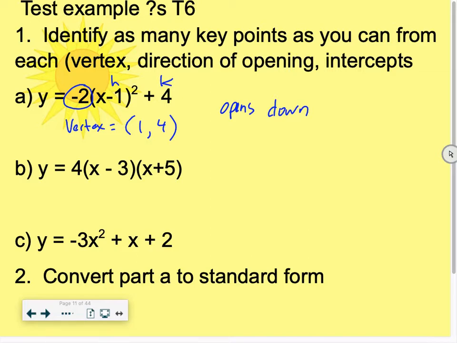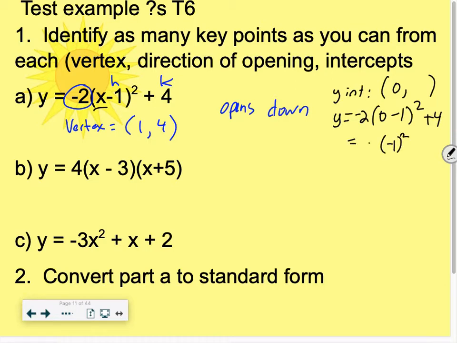Now, as far as the intercepts go, the x-intercepts are not super convenient to find. The y-intercept isn't too bad of a point to find because the y-intercept is the y value when x is 0. So what I'm going to do is put 0 into the equation for x and calculate that. Doing order of operations, parentheses first, then squaring, so negative 1 squared is 1, then multiply by negative 2 to get negative 2, and then adding the 4 to get positive 2.